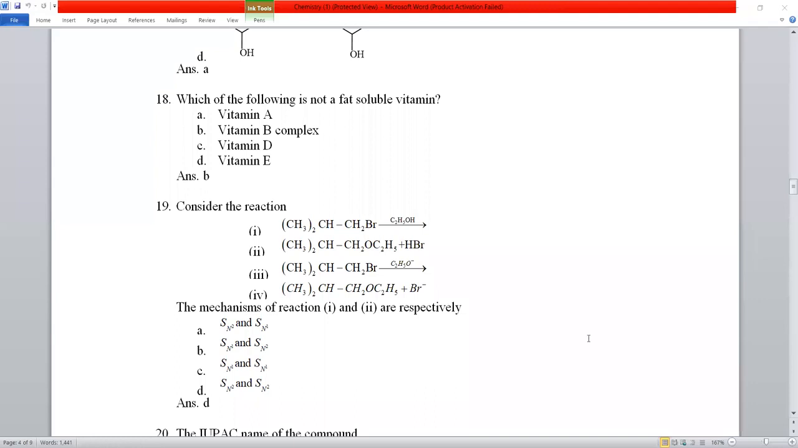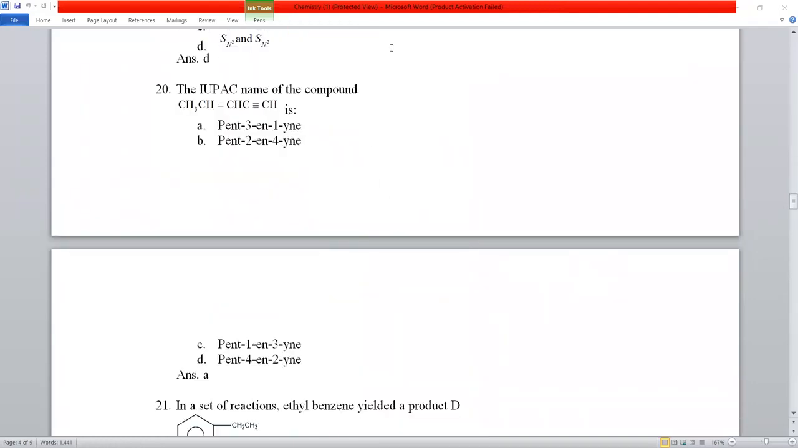Question number 20. The IUPAC name of the compound. They have given an unsymmetrical compound: CH3, CH double bond CH, single bond C, triple bond CH. So start numbering from the alkyne: 1, 2, 3, 4, 5. So pent-3-en-1-yne. So option A is correct, student. Whenever the compound is unsymmetrical, give the numbering with respect to the alkyne, not the alkene.